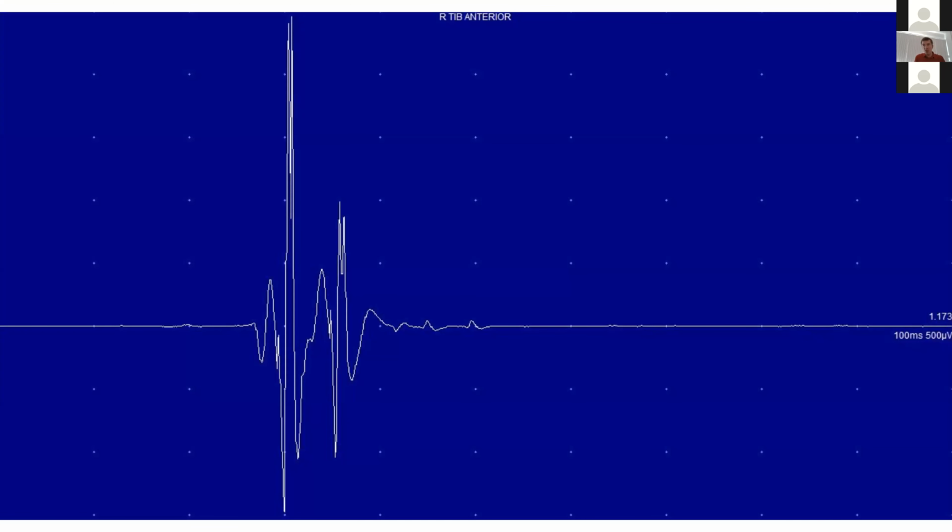In this sample, we see a fasciculation. This fasciculation is shown on a sweep of 100 milliseconds. We see about 1 to 2 divisions of 100 milliseconds, so the duration goes up to 15 to 20 milliseconds. It has a high amplitude of 10 divisions of 500 microvolts, so it goes up to 5 millivolts as the amplitude of a fasciculation.